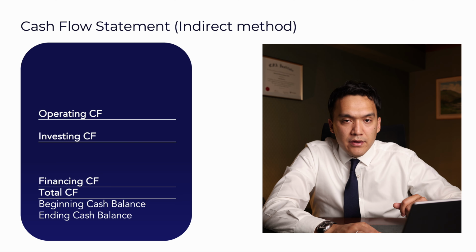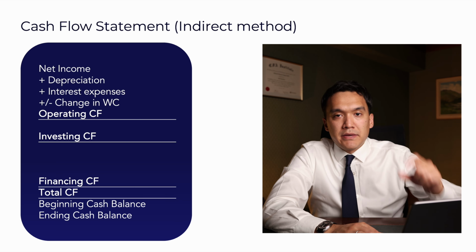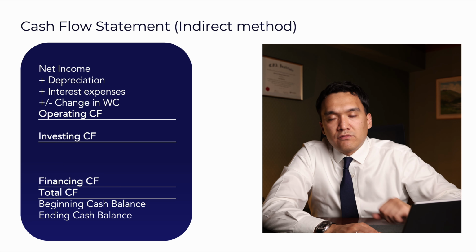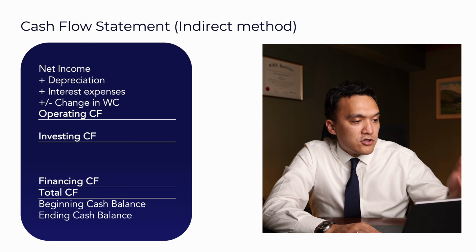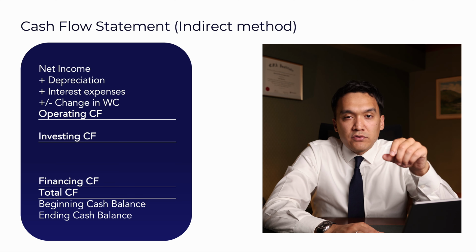So for operating cash flow we begin with net income and then make necessary adjustments to come up with actual cash we made from our operations. So we add depreciation, because if you remember, depreciation is an accounting expense.